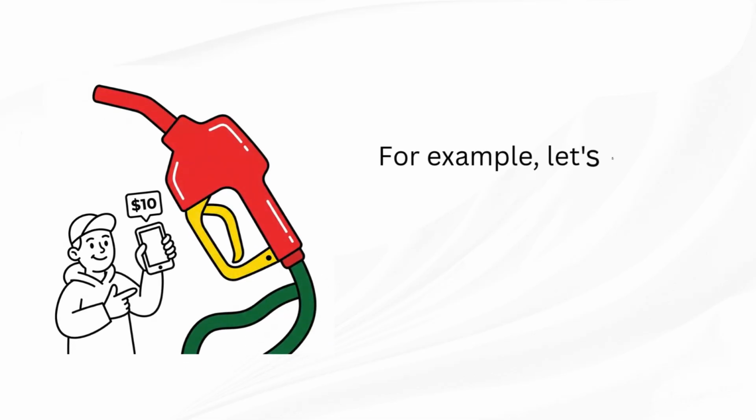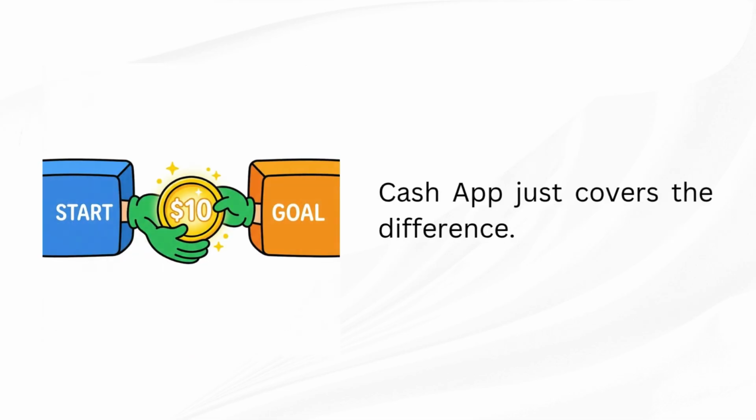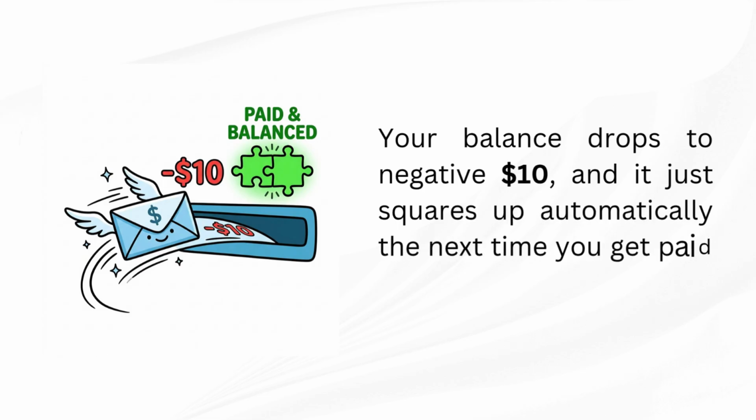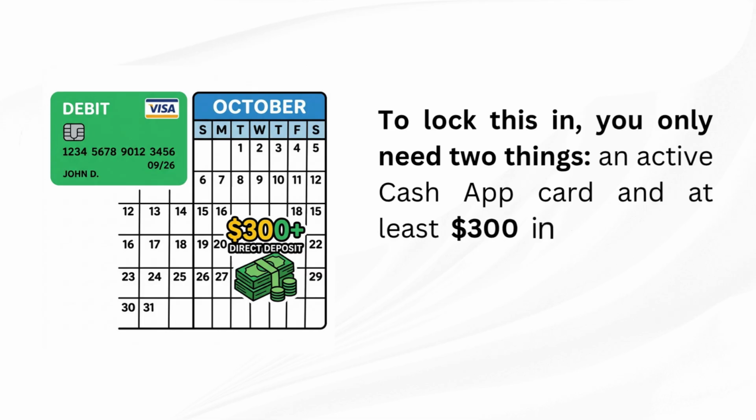For example, let's say your account is sitting at $10, but you need a $20 tank of gas. Cash App just covers the difference. Your balance drops to negative $10, and it just squares up automatically the next time you get paid or add cash. No stress.